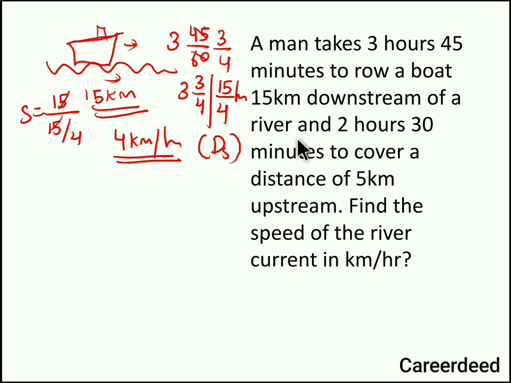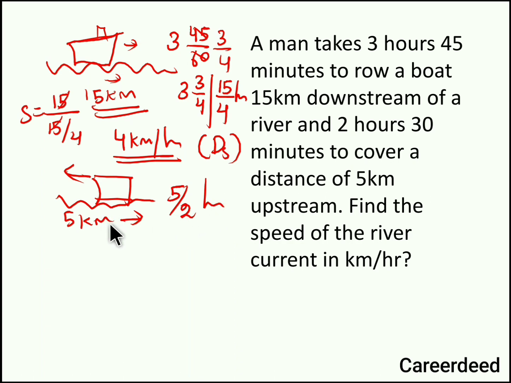Similarly, it covers 5 km in 2 hours and 30 minutes upstream. So when a boat travels upstream, it covers 5 km in 2.5 hours. So 2.5 hours is 5 by 2 hours. In 5 by 2 hours, it covers 5 km. So in 1 hour, how many kilometers could it cover? Speed equals distance by time. Here distance is 5 km and time is 5 by 2 hours, which gives 2 km per hour. So we can say the speed of the boat in upstream is 2 km per hour.